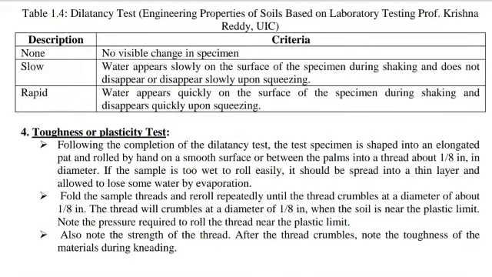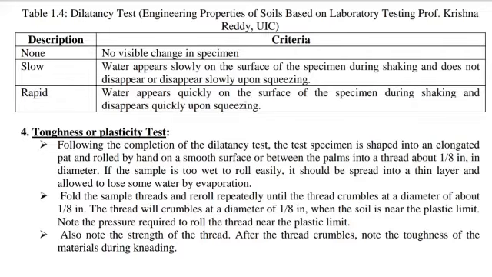Table 1.4 shows you dilatancy test, engineering properties of soils based on laboratory testing. Description: none. Criteria: no visible change in specimen. Description: slow. Criteria: water appears slowly on the surface of the specimen during shaking and does not disappear or disappears slowly upon squeezing. Description: rapid. Criteria: water appears quickly on the surface of the specimen during shaking and disappears quickly upon squeezing.